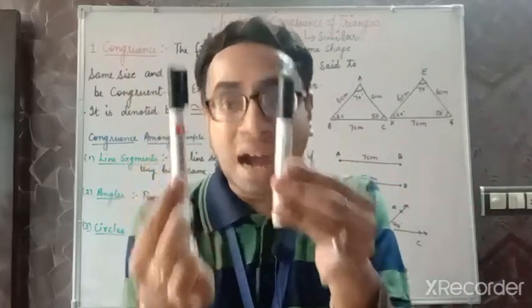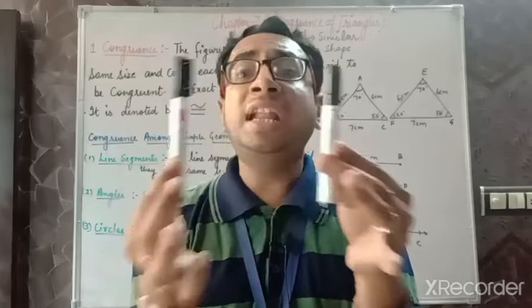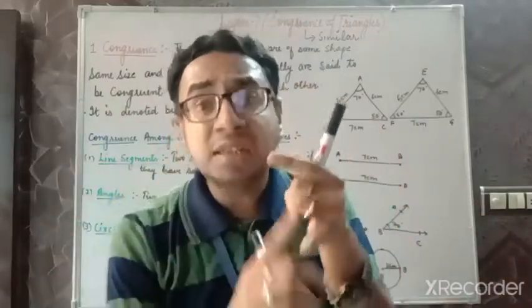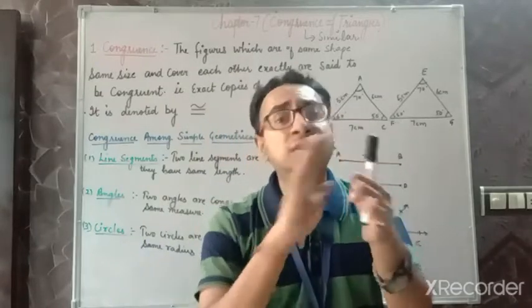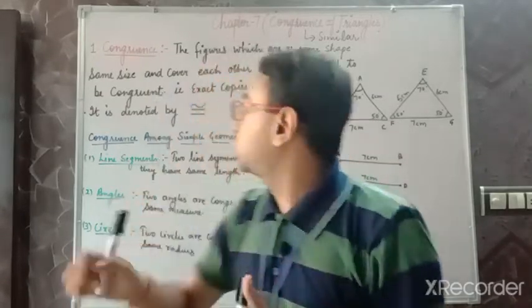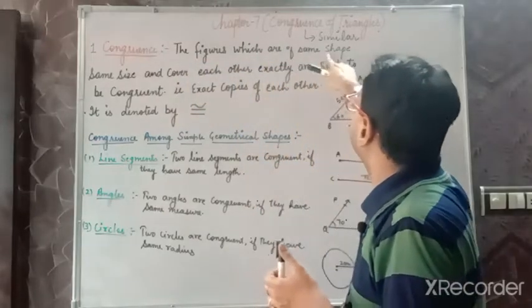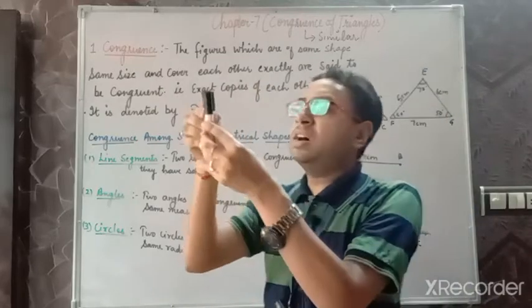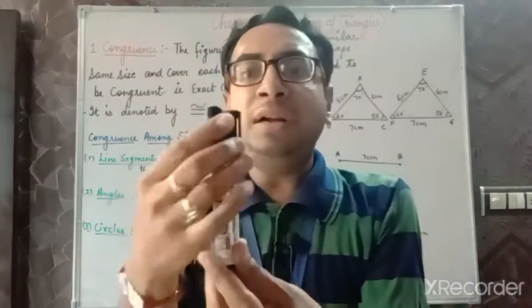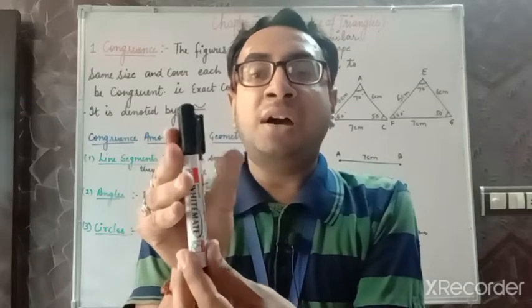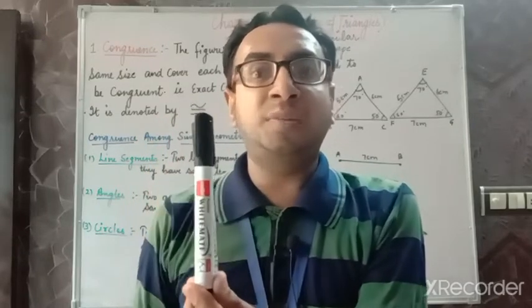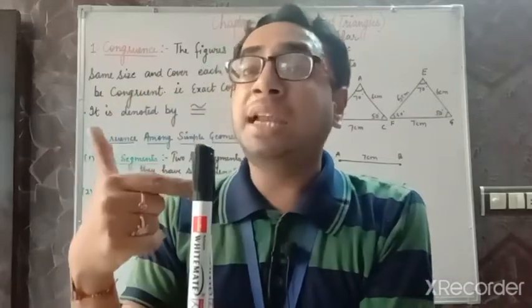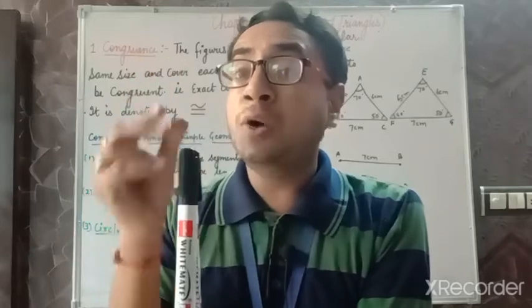Size means height, length, breadth. Whatever measurements I'm talking about, height, breadth, length, angles, they must be same. So the figures which are of same shape, size and cover each other exactly. Am I able to hide the next marker with the first marker? Can you see the next marker? No, because it is perfectly covering the second marker. Hence, they are congruent to each other.